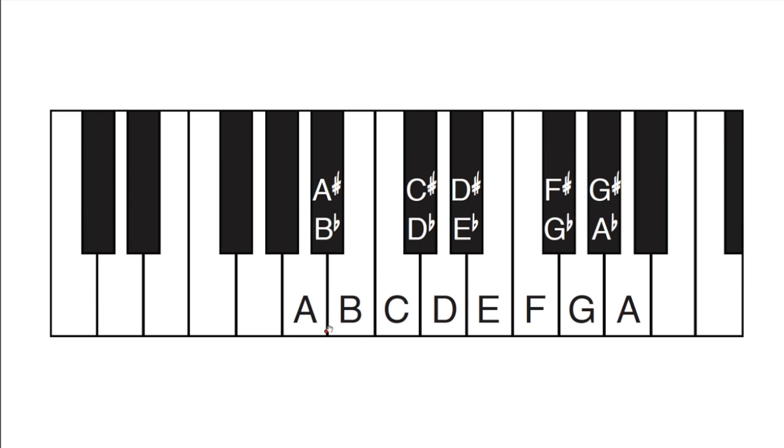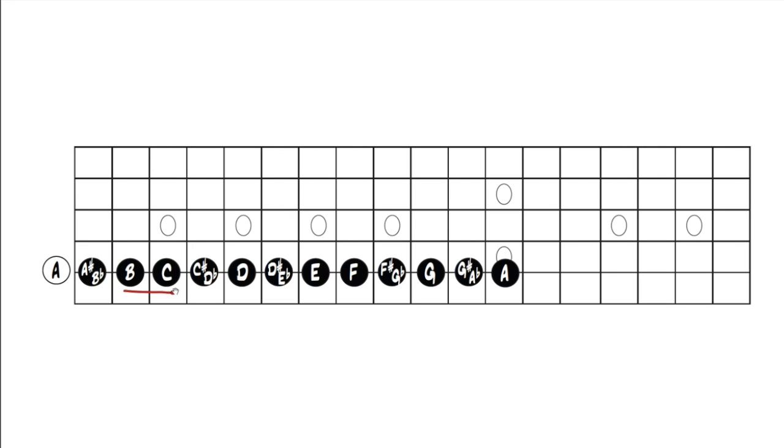And then again, between B and C and E and F, there's no sharp or flat. So that means going from B to C is a half step, and going from E to F, or vice versa, is a half step. So no sharp or flat in between those notes, so that means they're half steps apart. Same on guitar. B to C, there's no fret in between them, there's just a fret wire, so that's a half step. E to F, there's no fret in between them, just a fret wire, that's a half step.